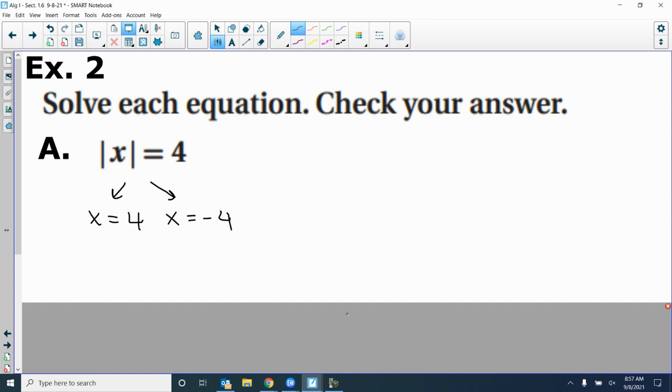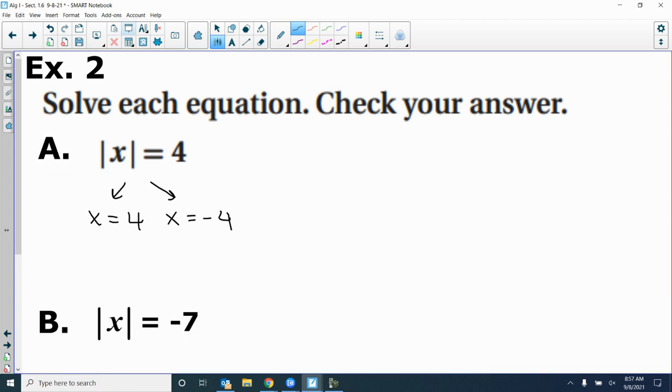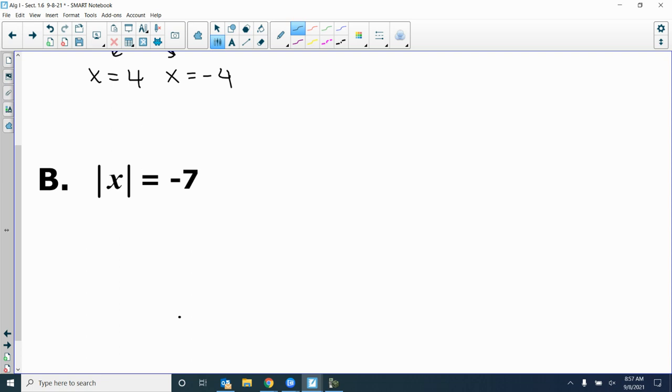No. So x equals 4 and x equals negative 4, because you know the absolute value of 4 is 4, and you know the absolute value of negative 4 is 4. So those are your two answers. Now you have to be careful here. It says the absolute value of x equals negative 7. Whoa. Okay. Anybody want to take a stab at this?